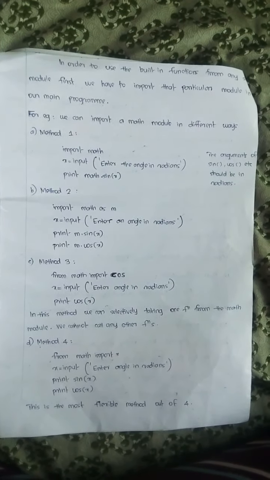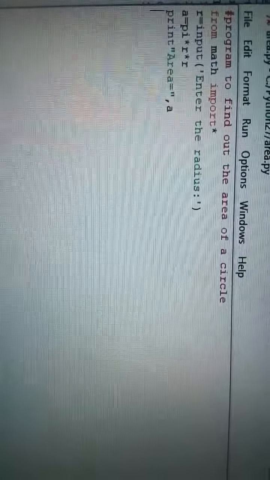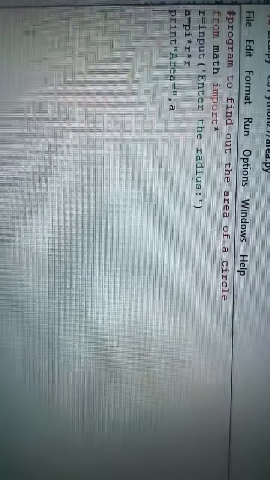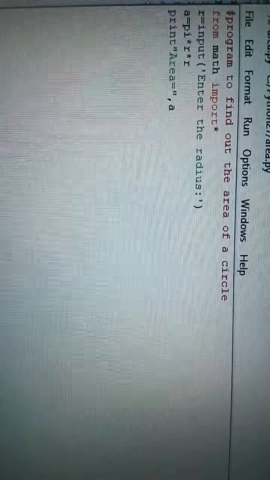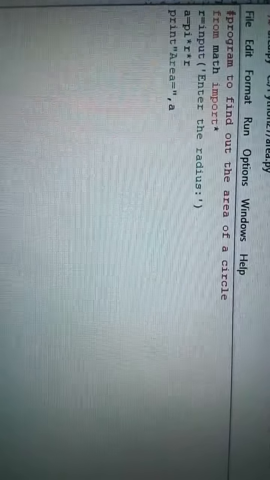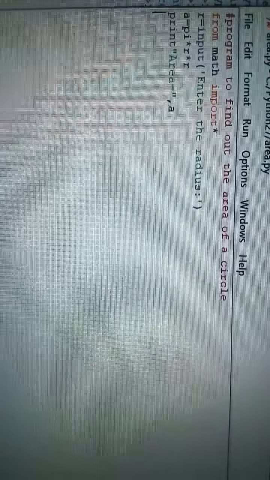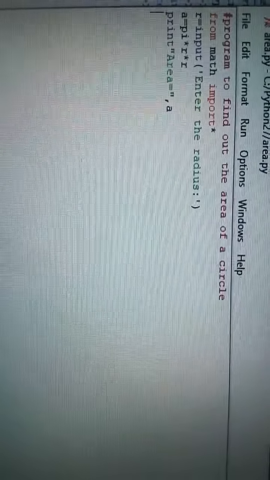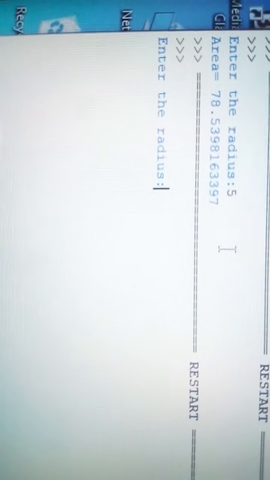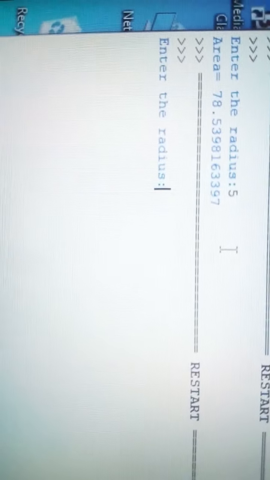Now look at a simple program in which we use the math module: a program to find the area of a circle. First we have to import the math module, so from math import *, then r = input, enter the radius. We know the area of a circle is pi r squared, then print area. This is the output when we run the program. Enter the radius, so we put radius as 2. Then this is the area of the circle with radius 2.